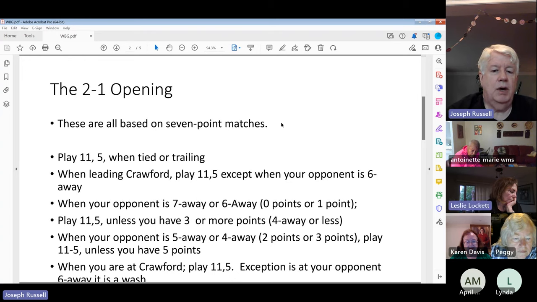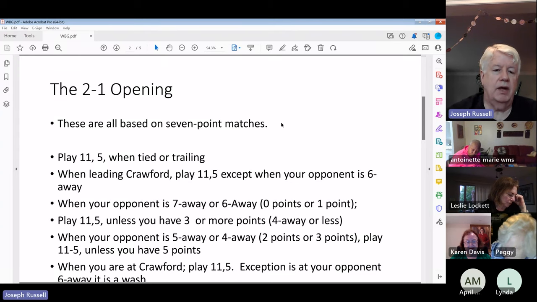Here's when your opponent is 7 away or 6 away, has 0 or 1 point: play 11-5 unless you have 3 or more points. So if you're leading 3-0 or 3-1 or 4-0, or 4-1 or 5-0 or 5-1, you should then split, unless you are leading 3-4 or 5-0 or 3-1, 4-1 or 5-1.